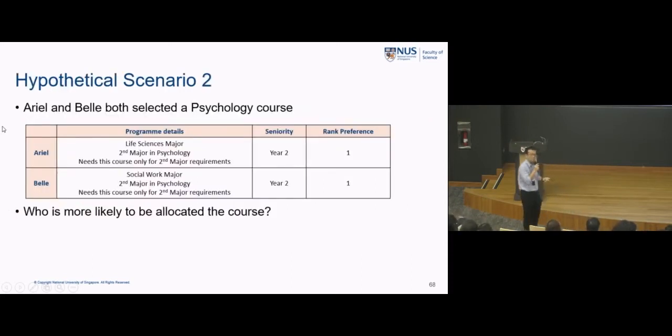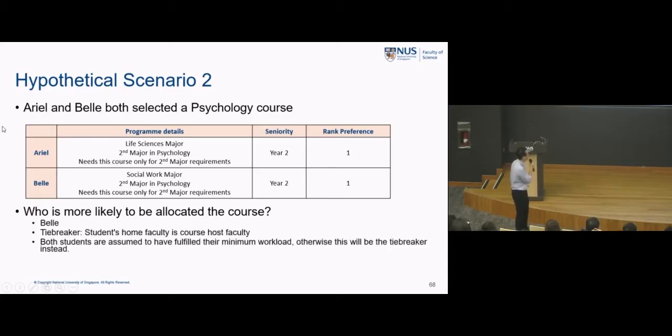What about scenario 2? Ariel and Belle. Who is more likely to be allocated in this course? So this is a psychology course. You see, everything else being the same means they are both year 2s, so seniority, no difference. Both of them choose this course as their first ranked, so again, no difference. Only difference is that Ariel is a life science major, Belle, social work major. Both are doing this module, course to fulfill a second major in psychology requirement. So in this case, it will be Belle.